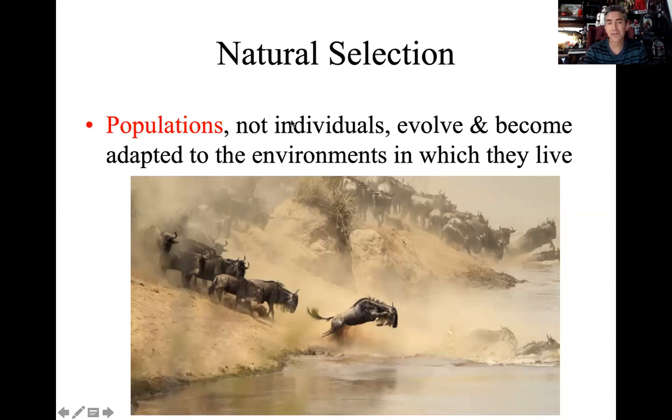So individuals can be mutated. Let's say this wildebeest got mutated to be strong, fast. Well, its role in the entire population is what selection works on, right? So selection works on populations, not on the individuals. Populations are what evolve and become adapted to the environments in which they live. So we're looking at the whole gene pool within that population.